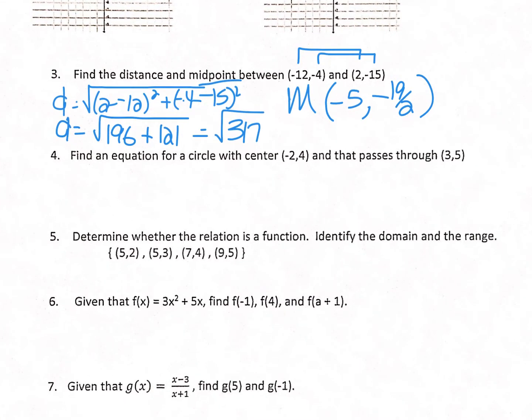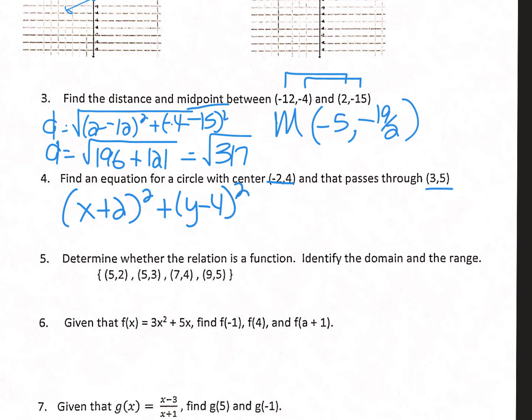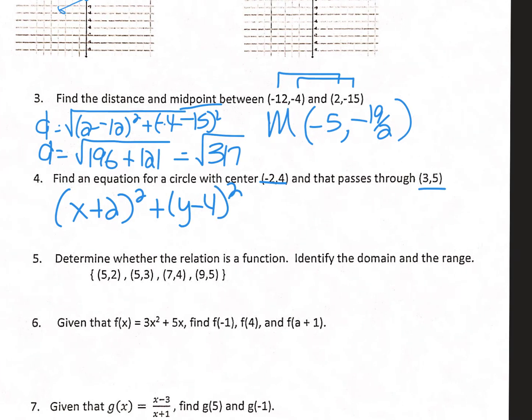Number 4, find an equation of the circle with the center negative 2, 4, and passes through 3, 5. The center always goes inside your parentheses. Remember, it's the opposite of what's inside. So you're going x plus 2 squared plus y minus 4 squared. Do not forget that plus sign right there. Equals. To figure out what our equation is going to equal, remember it equals r squared.